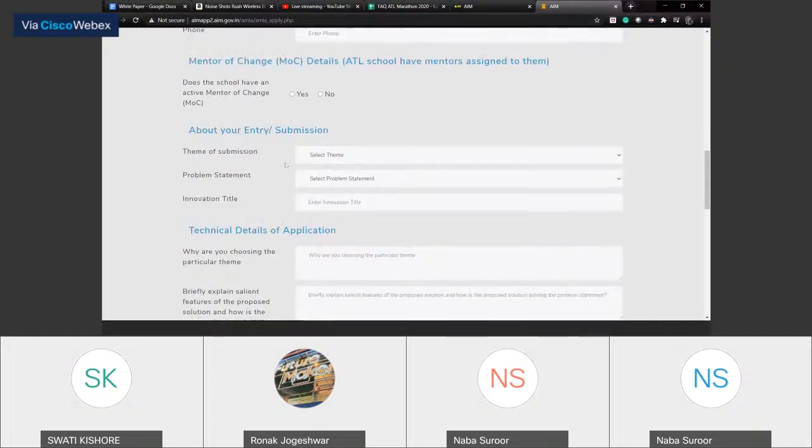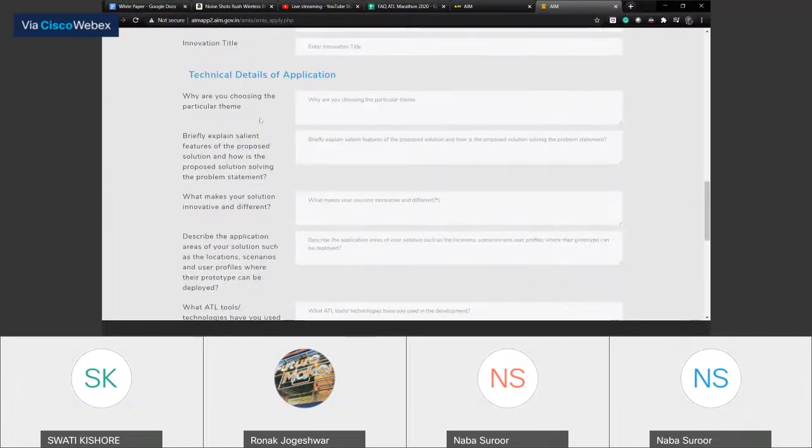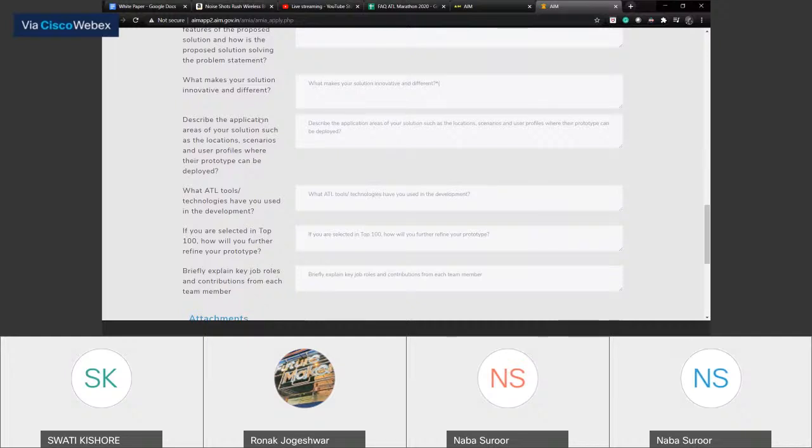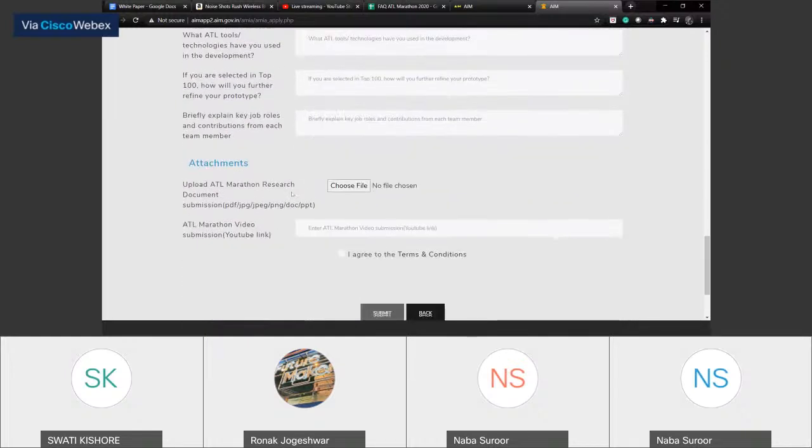About your entry submission, you select your theme and problem statement, and you give an innovation title. Please be as imaginative as you can with your innovation title. Make it a 2 or 3 word innovation title if that is okay with you. And then you give some technical details about your innovation. Okay, some textbook responses. You definitely submit your research document and a YouTube video.